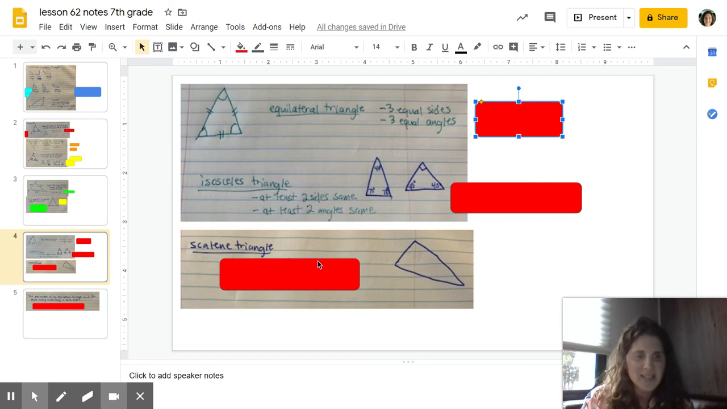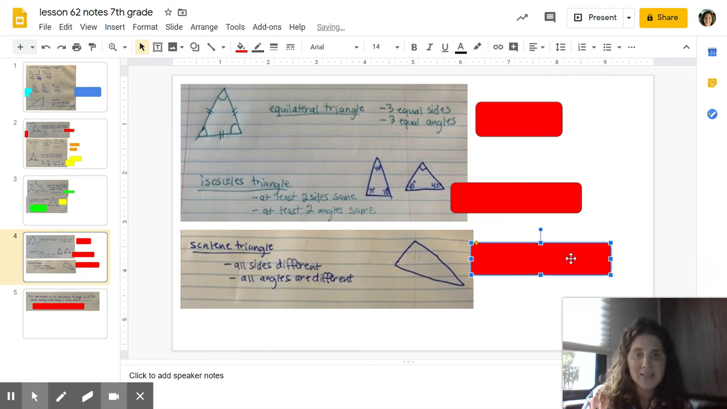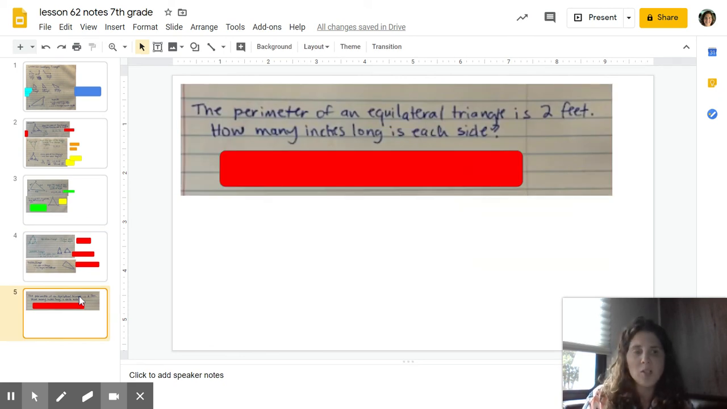What do you think scalene is? They have none of the same angles or none of the same sides. Sides are all different. Okay? So let's do one more thing and then I'll let you guys do some. So the question here is the perimeter of an equilateral, which means what? All three sides are the same. The perimeter of an equilateral triangle is 2 feet. How many inches long is each side?